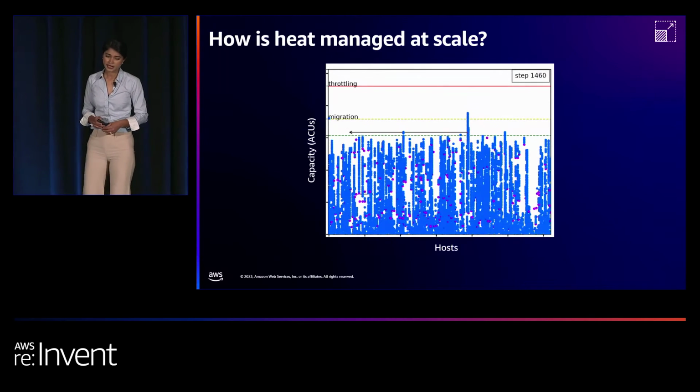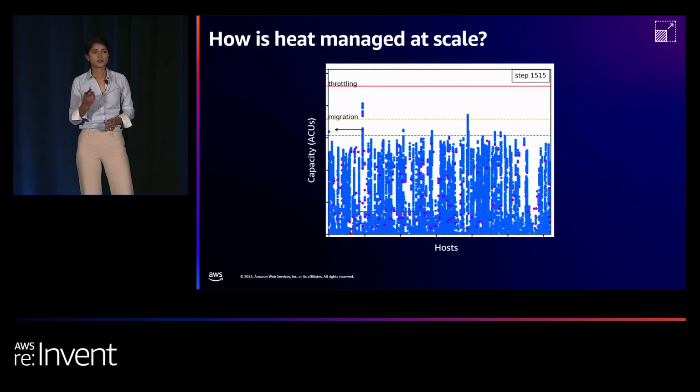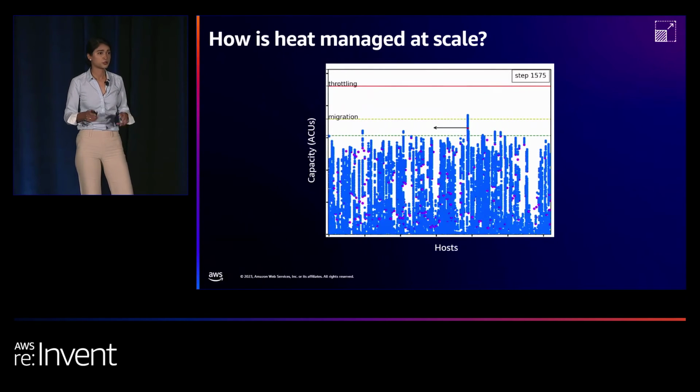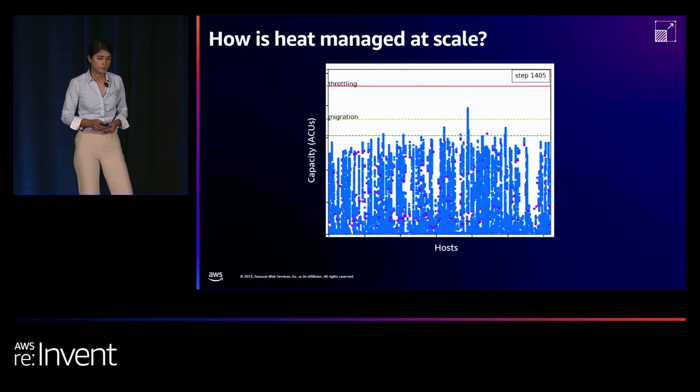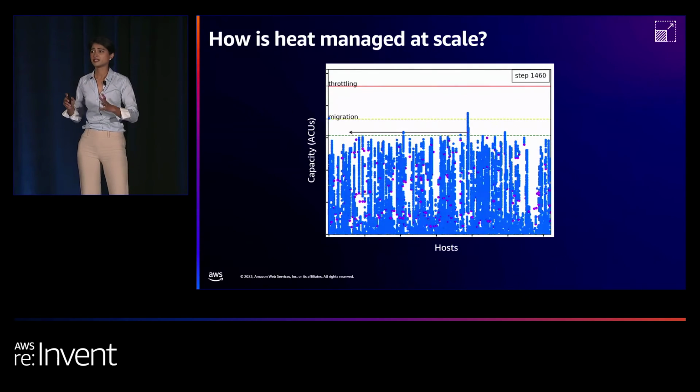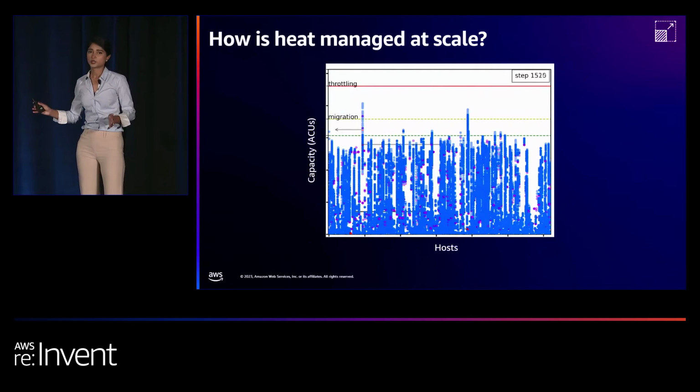So you see that black arrow appearing. That's to move an instance away from the host to make sure there's more room for other instances, the databases that were growing. And this is just a little sneak peek into how it all works at scale.